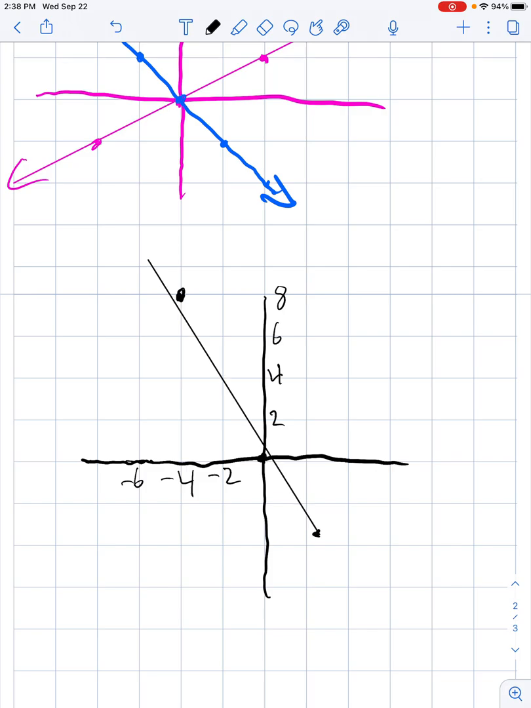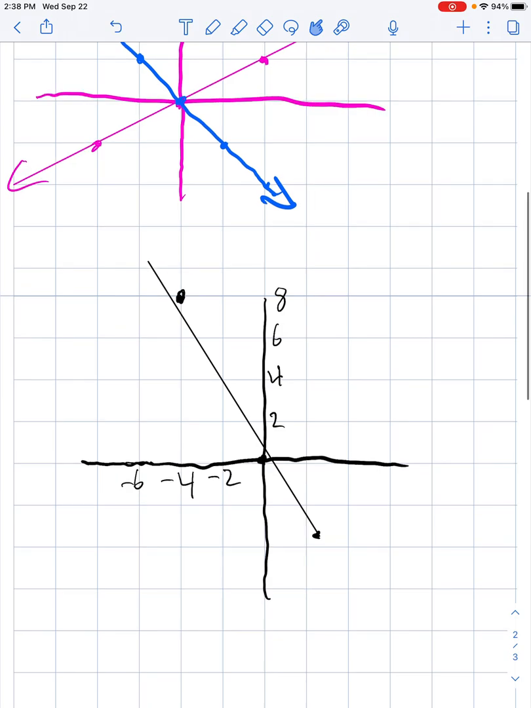Oh, shoot. Can I move it? I think I can move it. Nope. All right. Let's just erase that and try again.